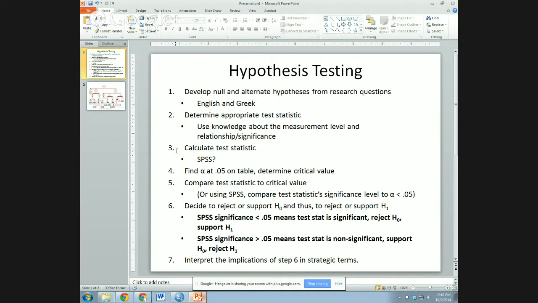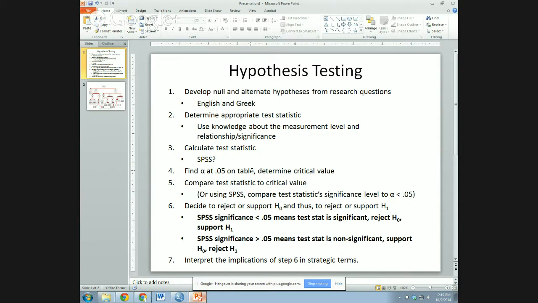The next question then is, how do we figure this out? Well, if we're looking at SPSS output, SPSS will give us significance levels, as I mentioned here. And our question then becomes, what do we do with the significance levels? If the significance level is less than 0.05, that means the test statistic is significant. So what does that mean? That means we reject the null and we support the alternative. Okay?